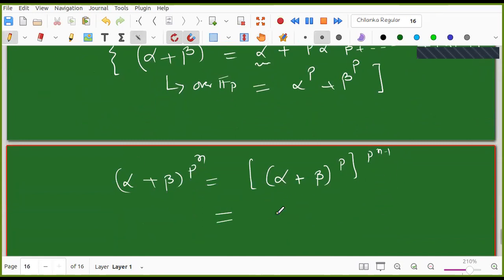So I hope it is clear. This is equal to, you can show. Otherwise, take it as an exercise and try. So it is in fact equal to alpha plus beta, right? So exercise, please take it.